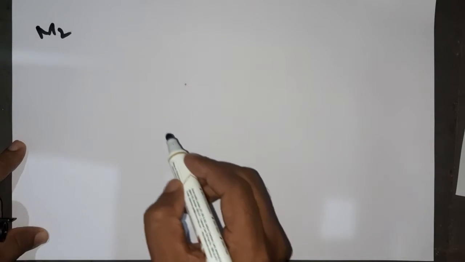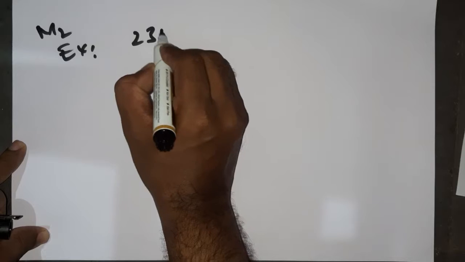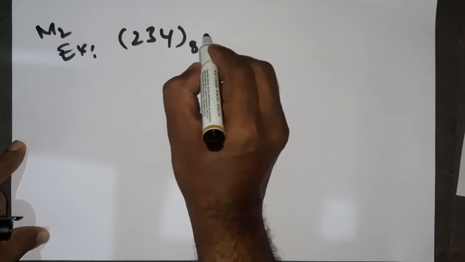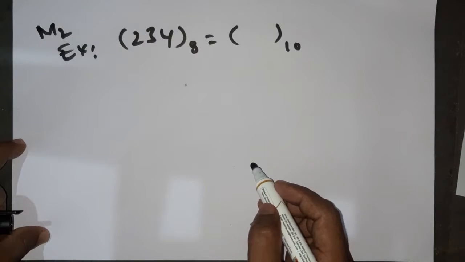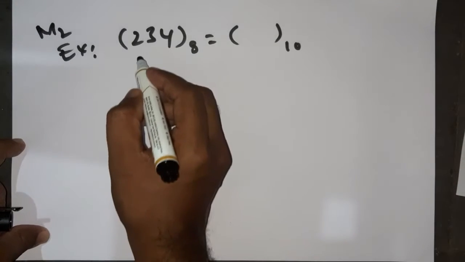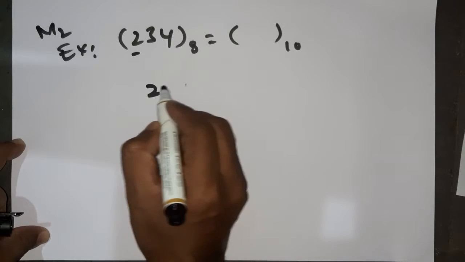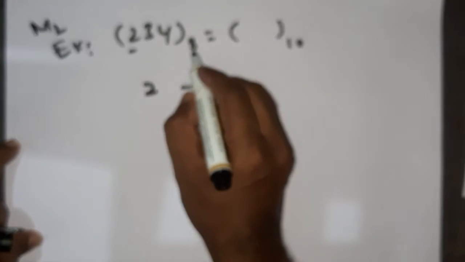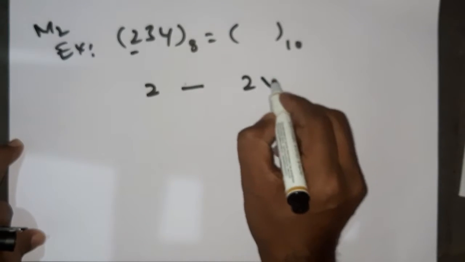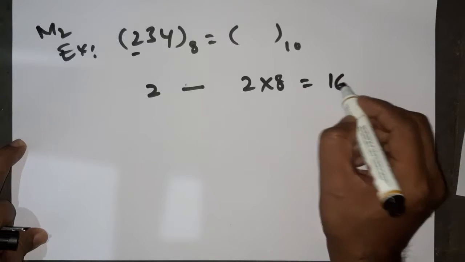Method 2 we are discussing here. So as an example, I am taking a number like 2, 3, 4. This is the octal number. We have to convert it to decimal number. In this method, first go with the first value, that is 2. Multiply with the 8 here. 2 8s are, we know, 16.